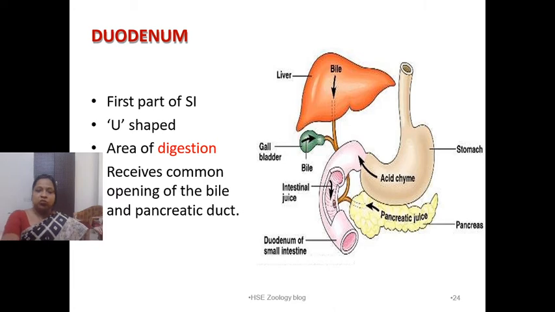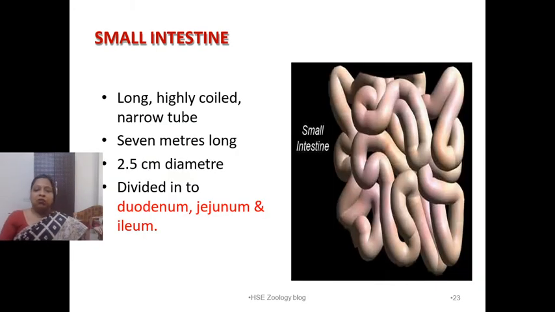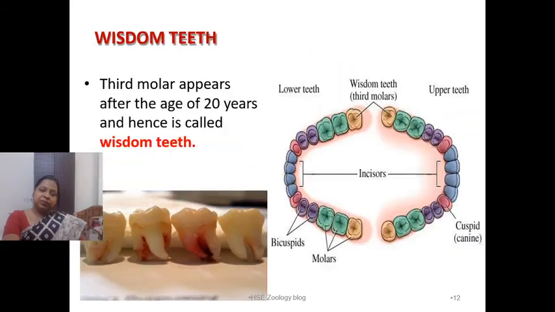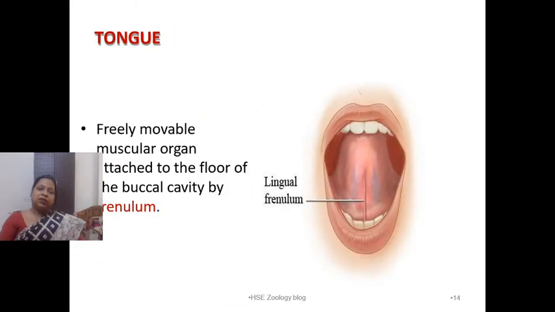Okay, so whatever we have studied just now, let us give a small recap to that, right? We will talk about the rest of the parts of alimentary canal in the next class, right? So we have discussed the tongue. ठीक है. Tongue is a freely movable muscular organ. Fine. It is attached to the floor of the buccal cavity by a streak which is known as frenulum, right?